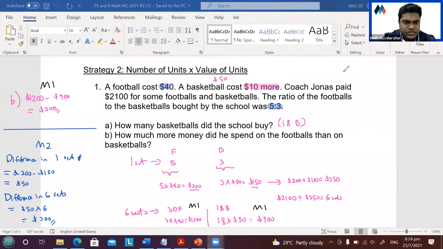Okay, someone asked me which is faster. Personally, method 2 is a lot faster. Why? Because when you're already doing method 1, you're already finding the value for 5 of this and the value for 3 of this. So there's 200 and 150 staring right at you, right? You could easily minus it off to get 50 and then just multiply by the number of sets. So if you're rushing for time, method 2 will be your preferred method to save time. Okay. All right. So I'm going to go to question 2 now.